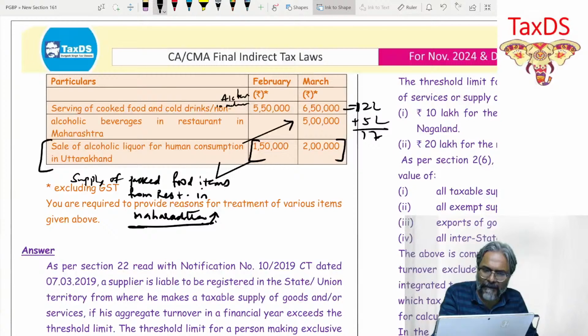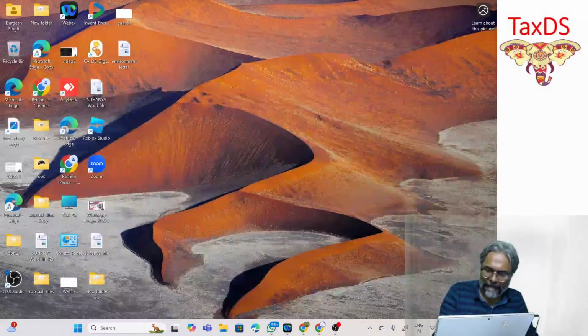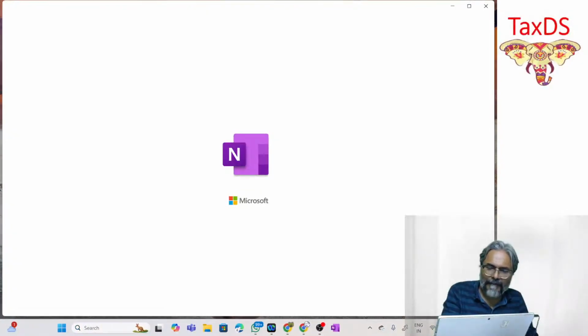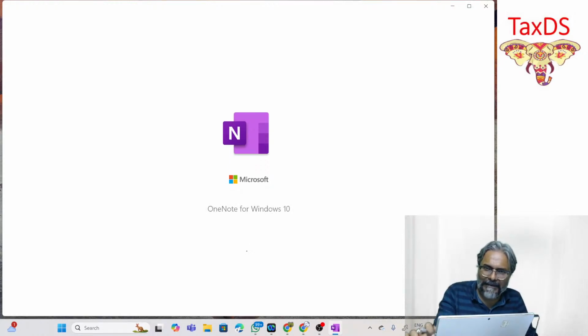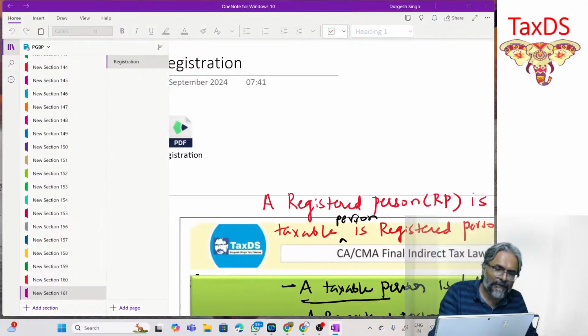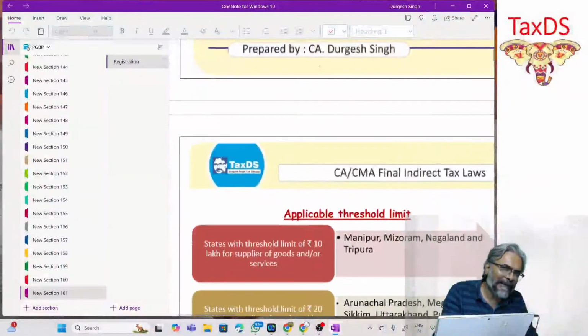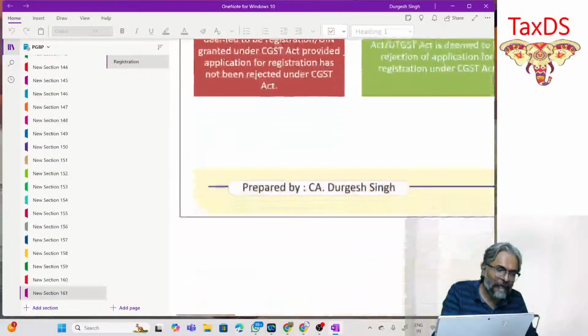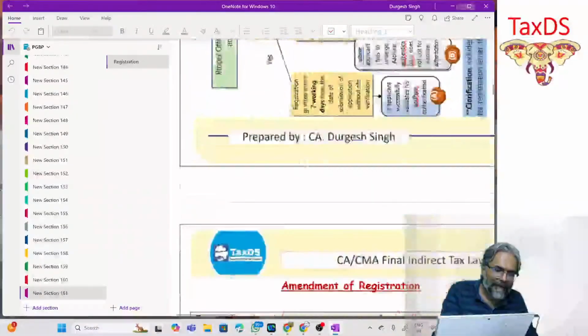Now you see sale of alcoholic liquor for human consumption in Uttarakhand 1.5, that is in February. Now you are at 18.5. In March, your 2 lakhs is getting added, so you are now at 20.5 lakhs. So you will be made liable for registration from which month? From March, from that date. And from that date, within 30 days, you have to get yourself registered because you are liable from that date.